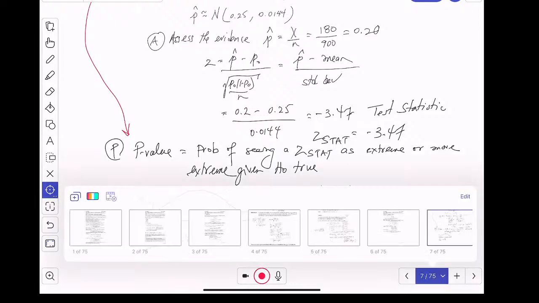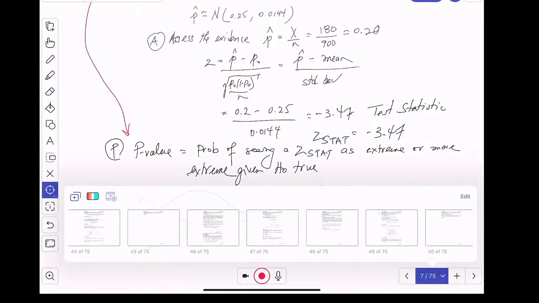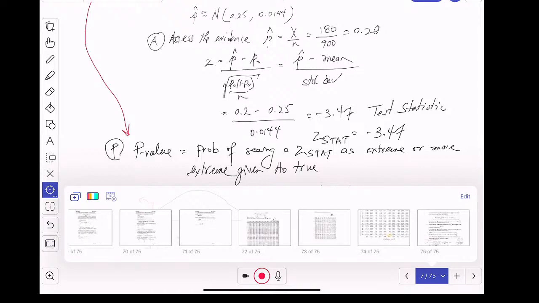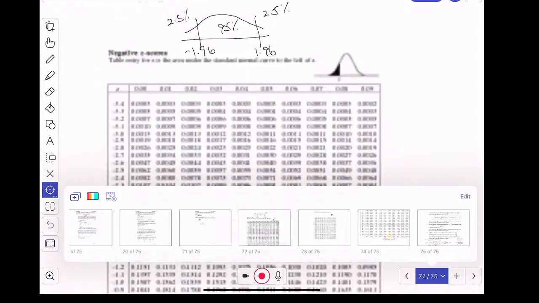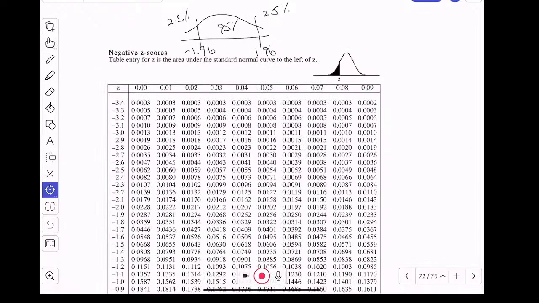So I'm going to go to the tables and look for negative 3.47. And here it is, negative 3.47. So the answer is 0.0003.